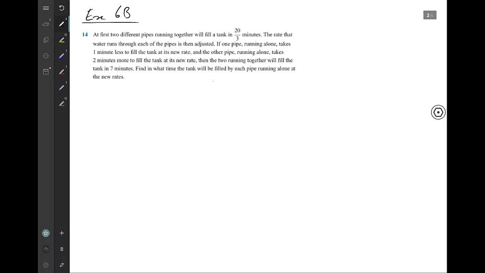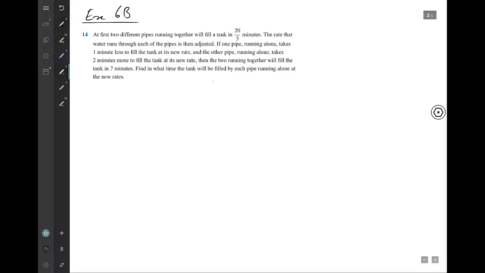Here we're looking at exercise 6b question 14, so one of the application type questions from the rates part of the Algebra 2 chapter. This one's a bit tricky because it's got a few different things you got to keep track of. So before even looking at the particular numbers and so on, I'm just going to look at what's going on.